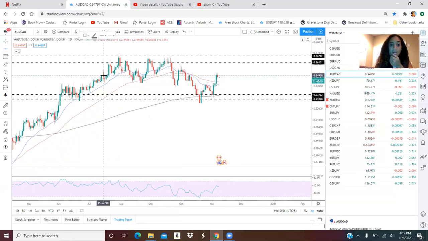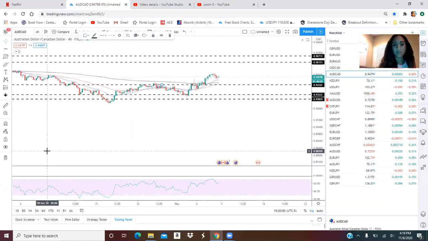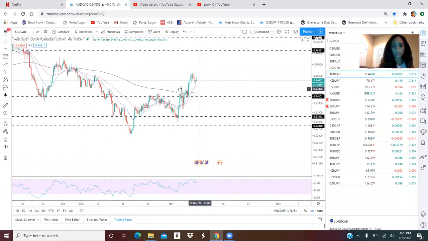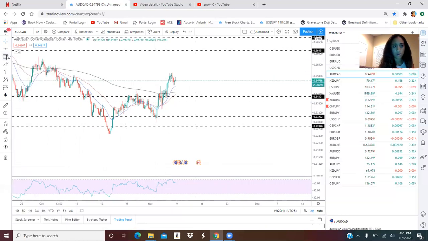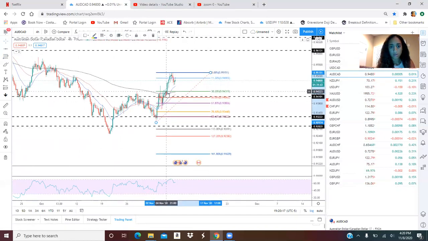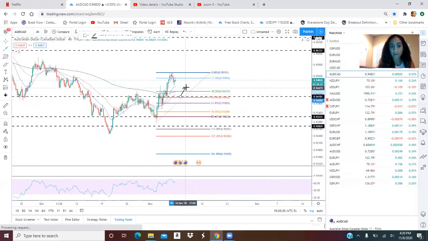But I believe we got another possible setup here. So let's go down to the 4-hour chart and see what's good. Boom, there we go. I would need price to come down to this level, the 50% golden zone, and I'm looking for a buy. This is a very interesting pair, and I would take it back up to this level right here.